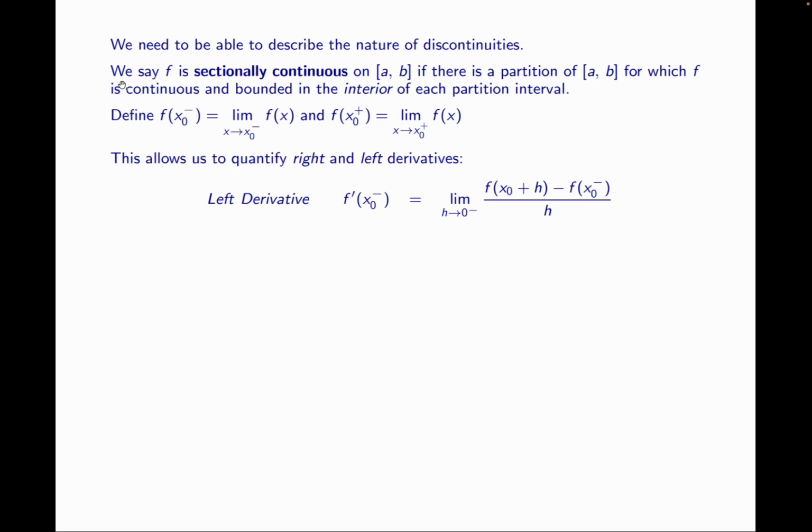Now, this is going to allow us to quantify right and left derivatives. So the left derivative is the secant slope, where h, our deviation from x naught, is to the left. And the right derivative is when the secant slope over a width of h is to the right of x naught. So in our previous example, both the left and right derivative were 0 because I had a flat slope to the left and a flat slope to the right.